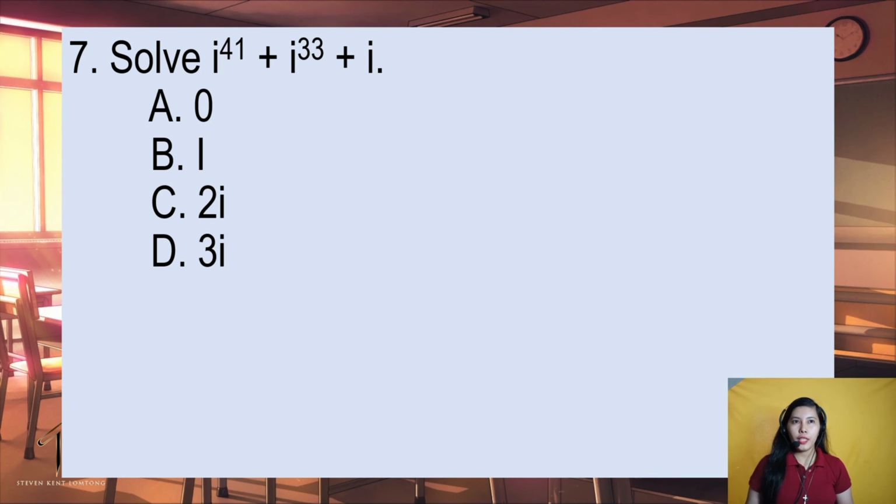For this problem, solve for i raised to 41 plus i raised to 33 plus i. We just have to simplify this expression. Isusulat lang muna natin siya: i raised to 41 plus i raised to 33 plus i. Then, yung i raised to 41, we can express this as i raised to 40 times i, plus yung i raised to 33 can be i raised to 32 times i, plus i.